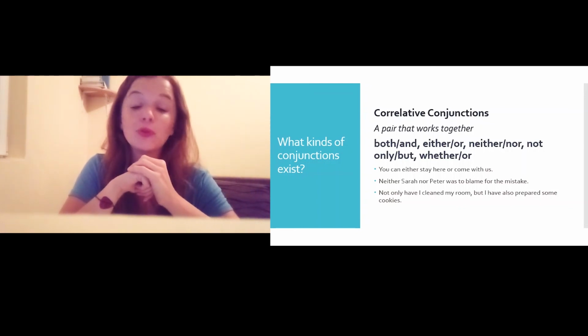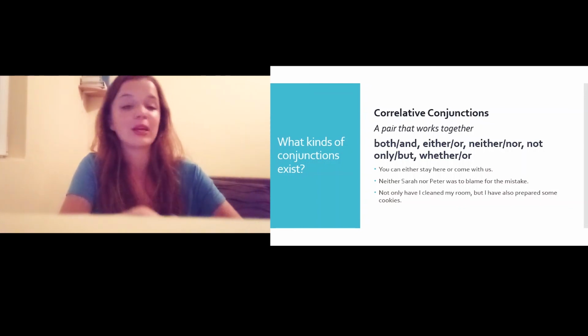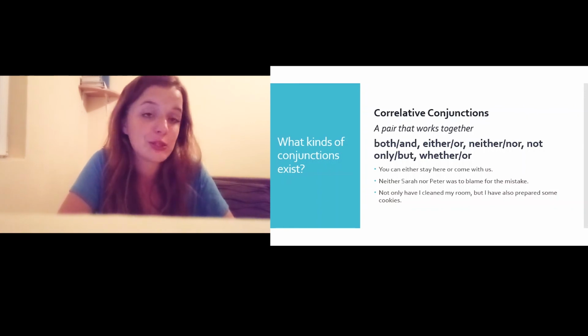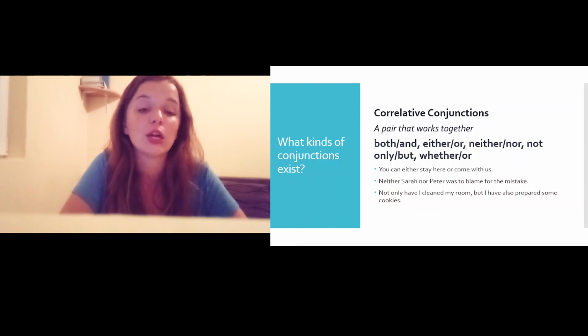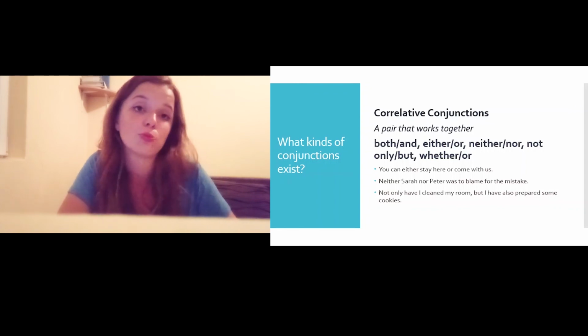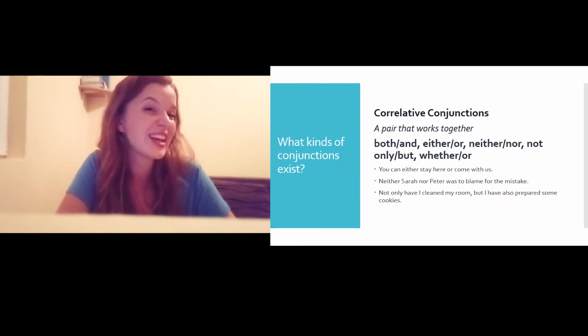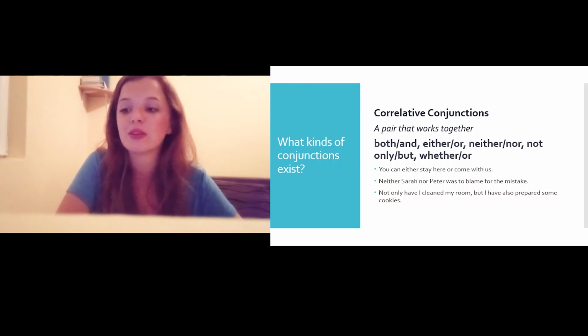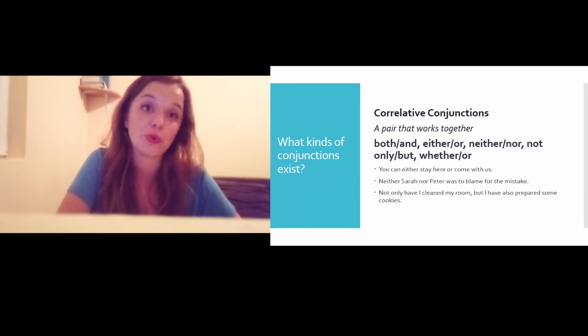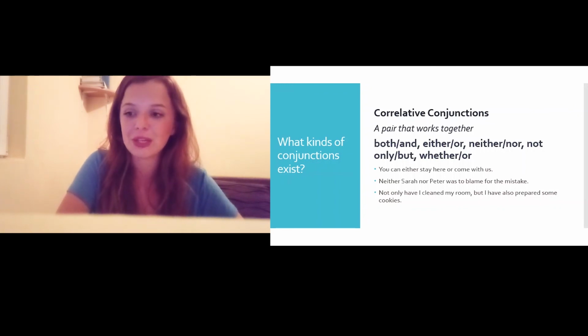Neither Sarah nor Peter was to blame for the mistake. So it wasn't the responsibility of Sarah, it wasn't the responsibility of Peter. Instead of saying it in this way or writing it in this way, you can connect with neither nor and make it a little bit more fluent. So, neither Sarah nor Peter was to blame for the mistake.